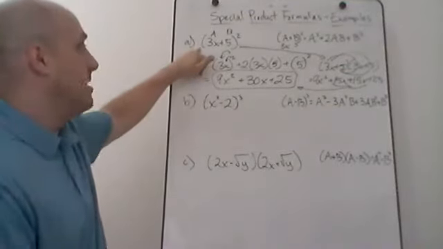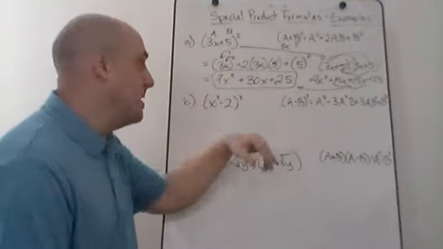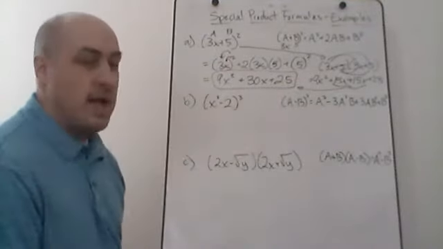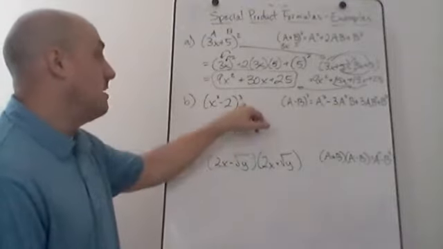All right, so that's my 3x plus 5 squared, two different ways to come about it. The next one here, x squared minus 2 raised to the third power.